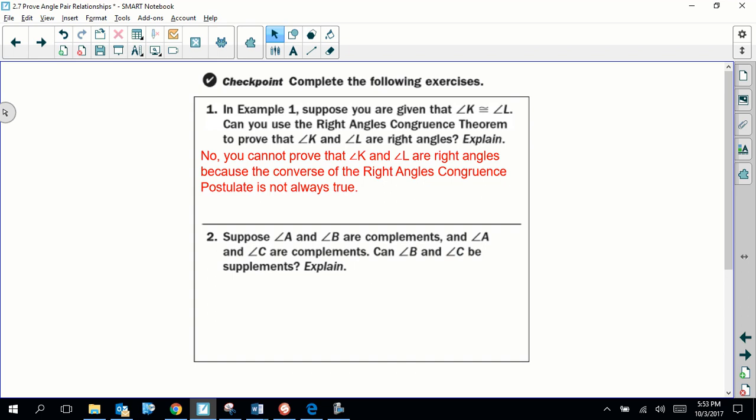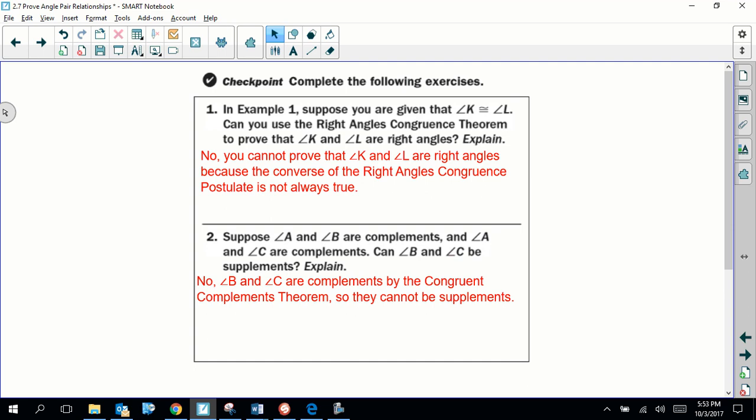So problem 2: suppose that A and B are complements and A and C are complements. Can B and C be supplements to each other? Unfortunately, in this case, not. If B and C are complements, then they cannot be supplements because their angle measurements simply won't be big enough.